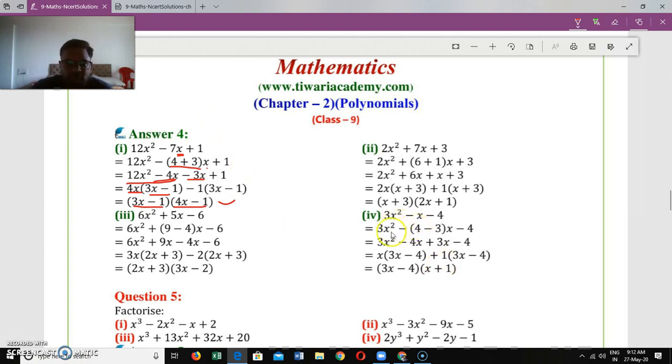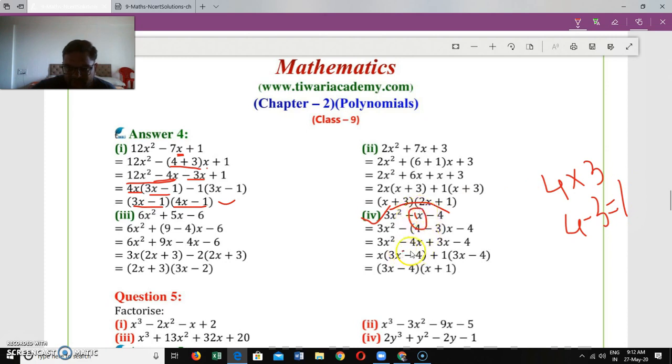Let's go with one more, question number 4. 3x square minus x minus 4. Since we don't have any number with the middle term, we'll write 1 here. So same rule, 4 3s are 12. So what are the factors of 12? 4 3s are 12 and 4 minus 3 we'll get 1. So we got the middle term 1.